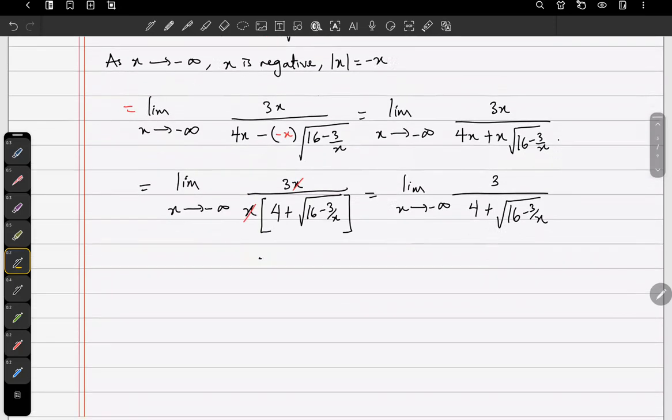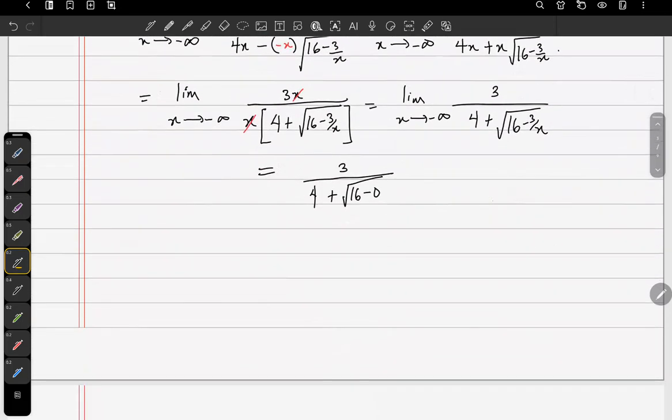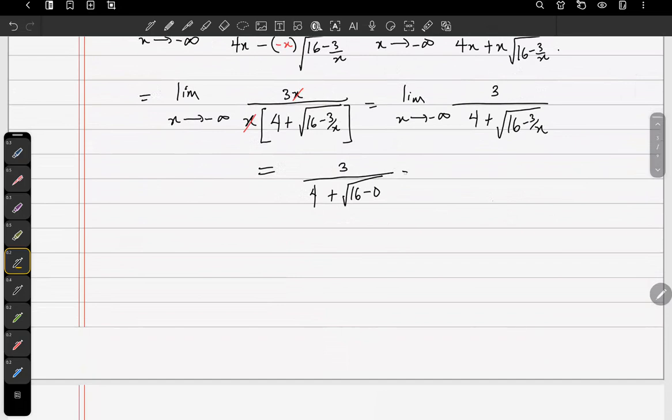And yes, we have surmounted all mountains that have come our way. So the limit of 3 is just 3. The limit of 4 is just 4. And the limit of 16 minus 3 over x, as x goes to infinity, because this is the square root of that, will be 16 minus 0. Like I said here, the limit of 3 over x as x blows up is 0. And that is equal to, unsurprisingly, 3 over 4 plus 4, which again equals 3 over 8.